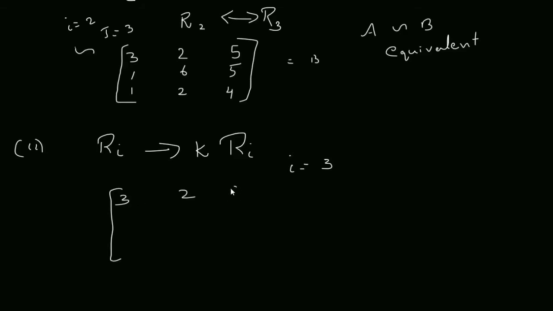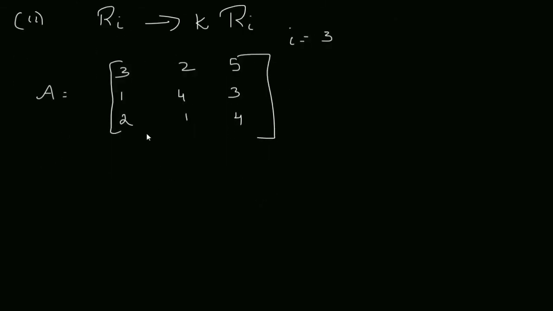Okay. Take another example for a matrix. So the matrix is 3, 2, 5, the first row, and the second row is 1, 4 and 3. The third row is 2, 1 and 4. Now I am going to multiply. I have taken i as 3. That means I am going to multiply the third row. Just as an example, I take some constant and multiply here. So 2 times R3, same row. So I am going to multiply it 2 times. So the third row will now change to 4.